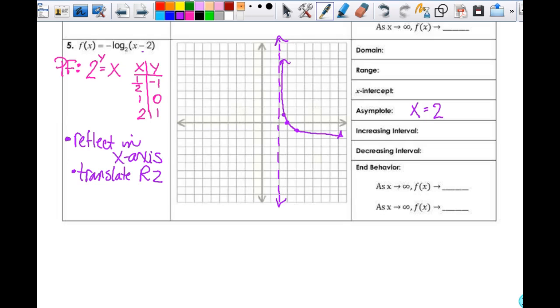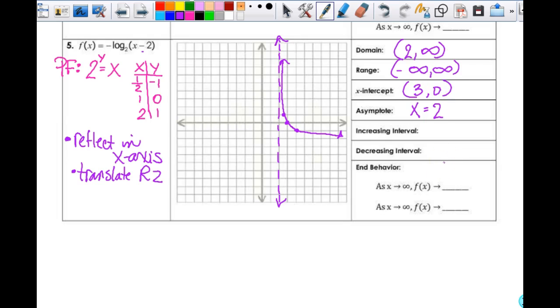Okay? Everybody okay with all that? So let's finish this up here. What's my domain? 2 to infinity. Good. Do I include 2? No. My range would be? Good. Negative infinity to infinity. X-intercept is at 3, 0.